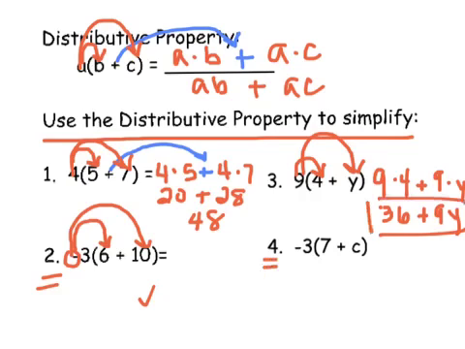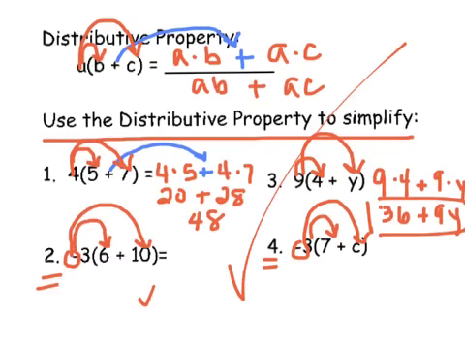So you guys go ahead and do number 4. Make sure you're careful with this little negative sign. You're going to distribute that to the 7, then distribute that to the C. Raise your hand and get, ta-da!